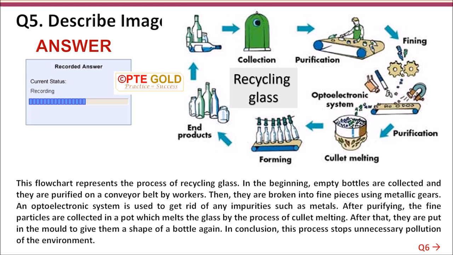After purifying, the fine particles are collected in a pot which melts the glass by the process of cullet melting. After that, they are put in the mold to give them the shape of a bottle again. In conclusion, this process stops unnecessary pollution of the environment.